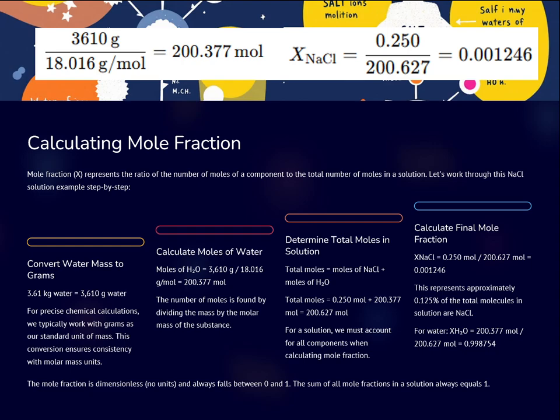So when we go to calculate the mole fraction of sodium chloride in this solution, we're going to take the 0.25 moles and then divide that by the 200.627 moles, which will give us a value of 0.001246. Now that is a very small mole fraction, which is, again, if you turn that into a percentage, would be about 0.125%.